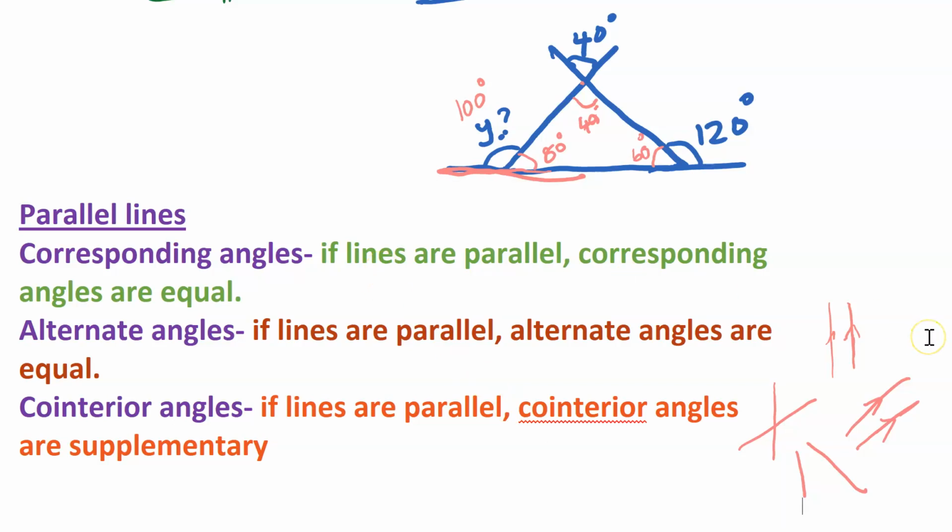If lines are parallel, corresponding angles are equal. If lines are parallel, alternate angles are equal. Co-interior angles: if lines are parallel, co-interior angles are supplementary. What does that mean? What is the meaning of supplementary? They must add up to what? 180 degrees. Do you get me?